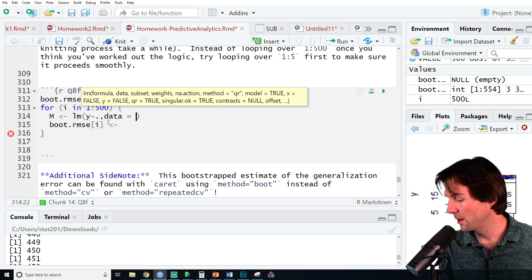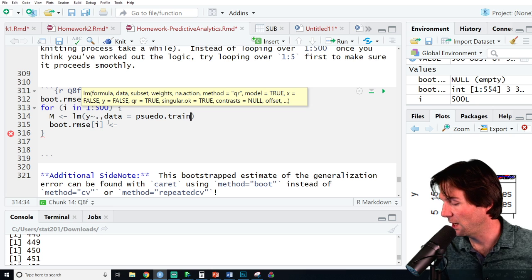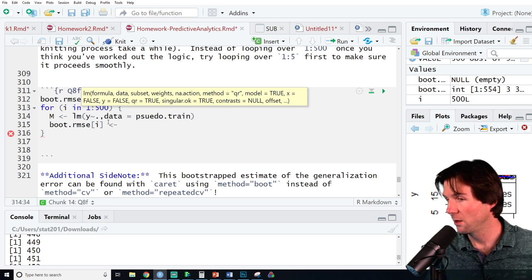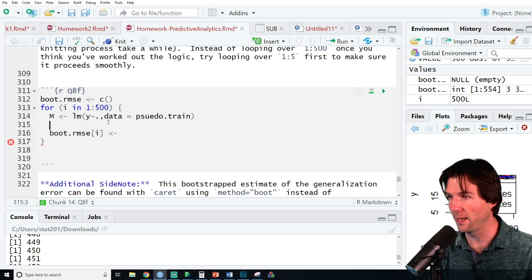And then we have data equals, and we got pseudo.train probably. So this right here says take all of your variables and predict y using the data set pseudo-train. Does that make sense, Christian? And then we're storing that model into something called M.